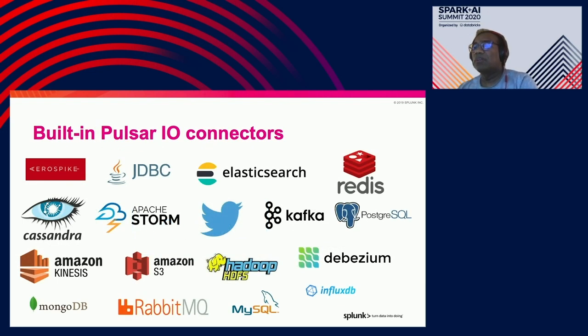There are a lot of built-in IO connectors that Pulsar comes with out of the box, like Aerospike, JDBC, Twitter, Storm, Kinesis, RabbitMQ. We also have connectors for Spark, Flink, then Postgres, and Debezium, for which we have change data capture across several databases like Oracle, Microsoft SQL Server, MySQL, Postgres. There is a bunch of these connectors available that you can take advantage of out of the box.